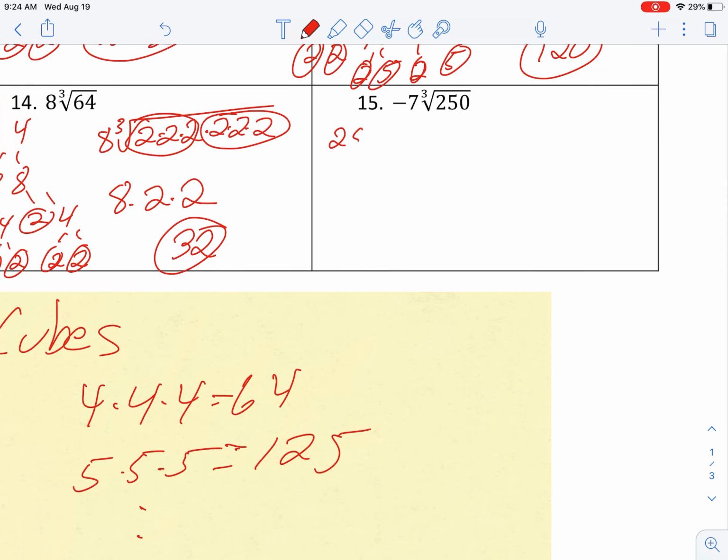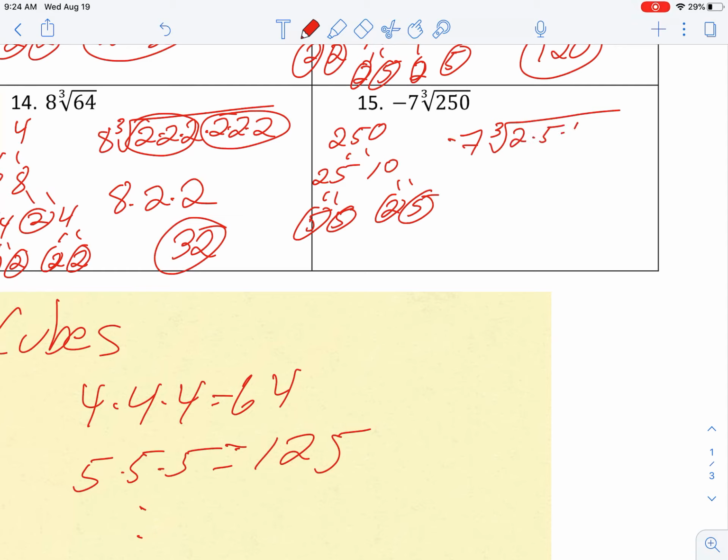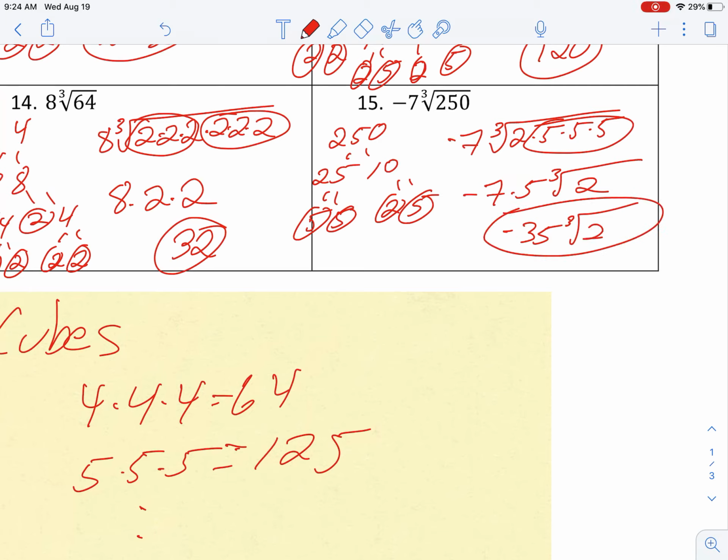Last one there, 250. Go for the obvious, 25 and 10. 25 is 5 and 5. 10 is 2 and 5. So the prime factorization of 250 is 2, 5, 5, and 5. I am looking for sets of 3. And -7 times 5 is -35, and the cube root of 2, because there's a lone 2 left over.